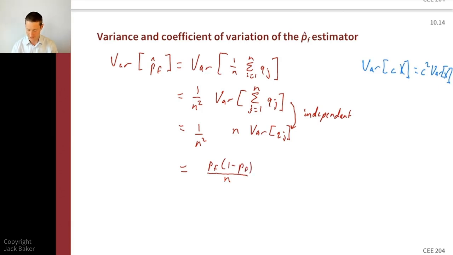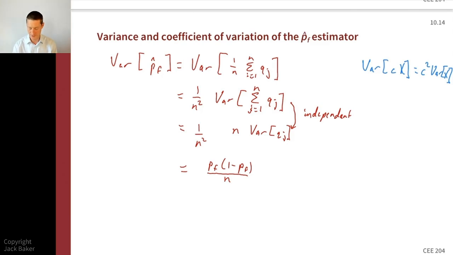Okay. So we see this variance of this estimator, this pf I'm trying to get at, depends on the probability of failure in the numerator, and then it depends on 1 over n. So as n gets bigger, I'm generating more samples to make this estimate. The variance of my estimator gets smaller. And that's what we should expect, right? The more samples I generate, the more confident I am that my PF estimate is close to the true PF.